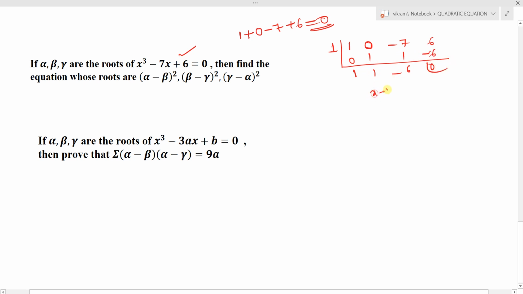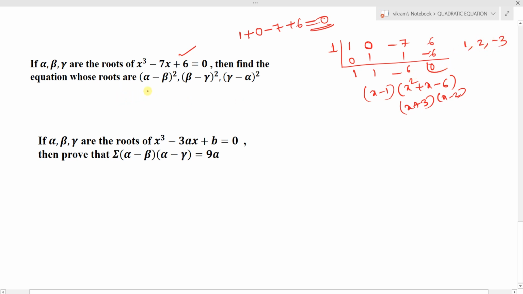So that means x minus 1 into x square plus x minus 6. Whereas x square plus x minus 6, we can factorize as plus 3x minus 2x, so it can be written as x plus 3 into x minus 2. That means 1, 2 and minus 3 are the roots.